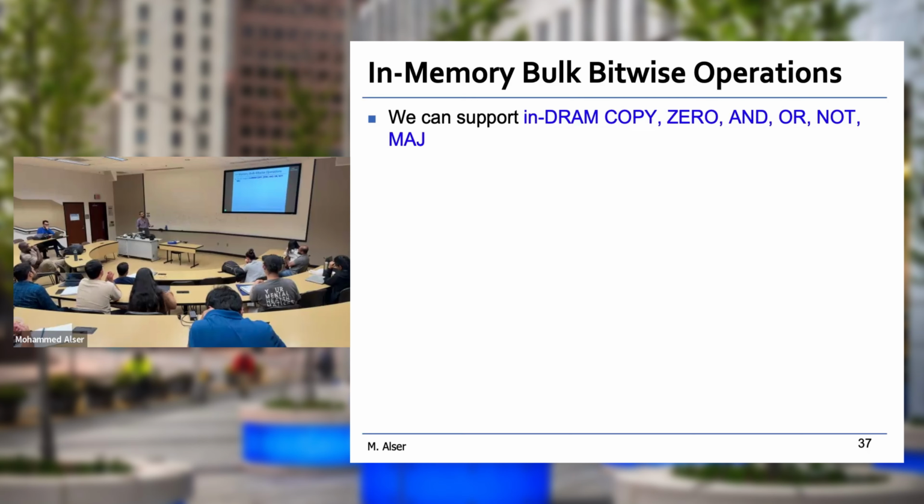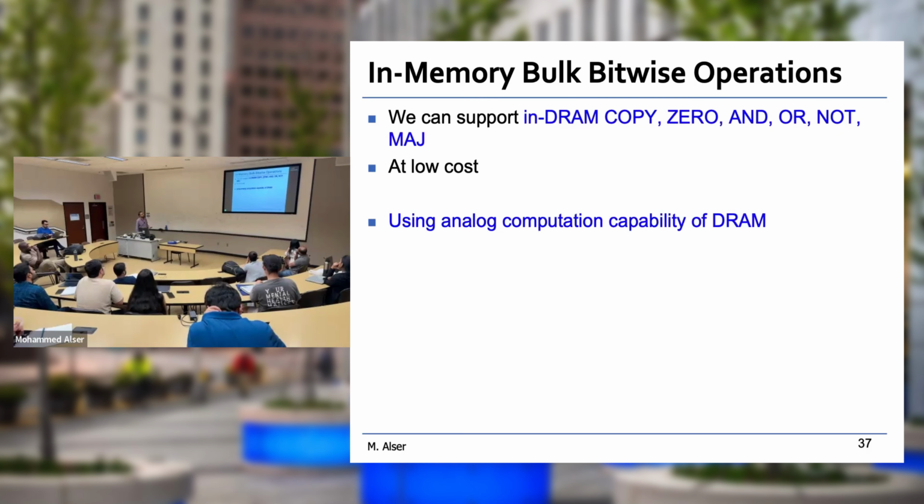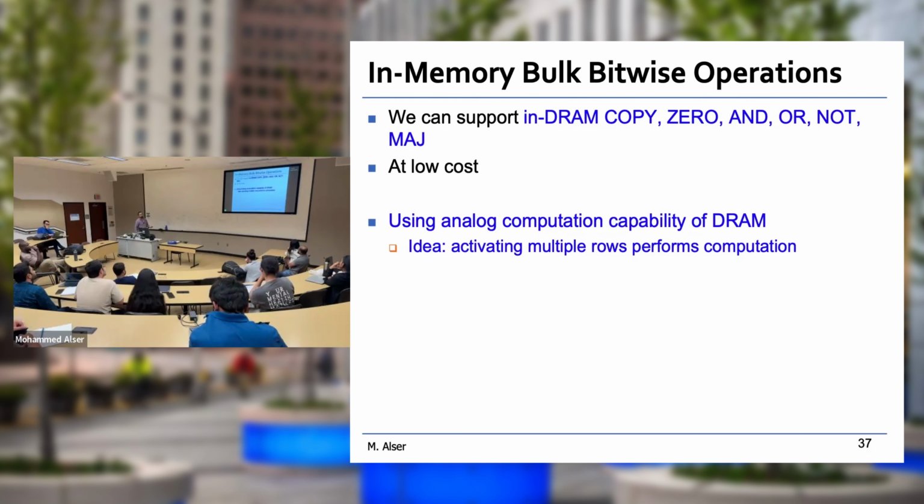So what is new here is AND and OR. The NOT operation is also naturally provided in the DRAM. We will see now how. This is at low cost, using the analog computation capability of DRAM, meaning that they leverage the commands activate, pre-charge, and read, all those commands, to do their own operations. The idea is to activate multiple rows to perform computation. We will see how many. There is about 30 to 60x performance and energy improvement by doing so.